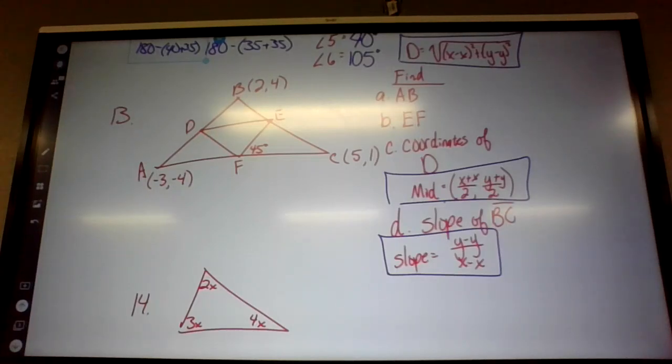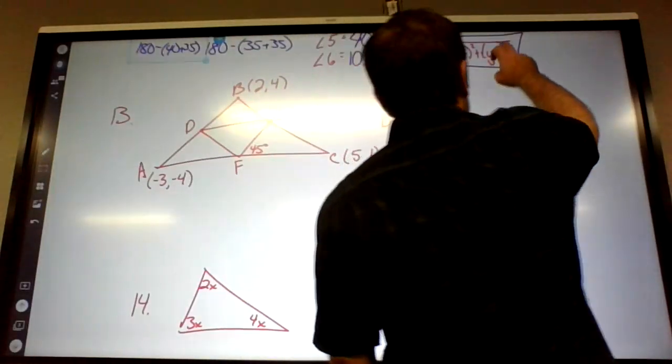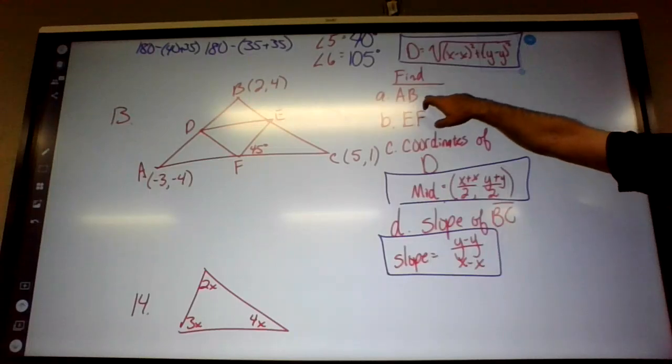Wait, what are we looking for? We're looking for, just find AB. What does find AB mean? Find the length from A to B. Okay. So how do we find the length? Distance formula, which is written right above. It's also written right there right now. The distance formula is to find the length.